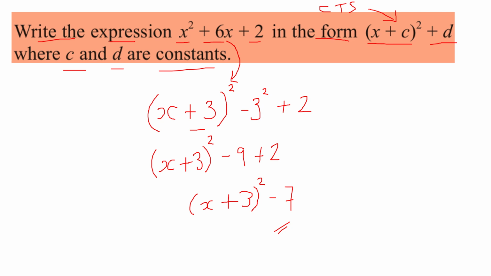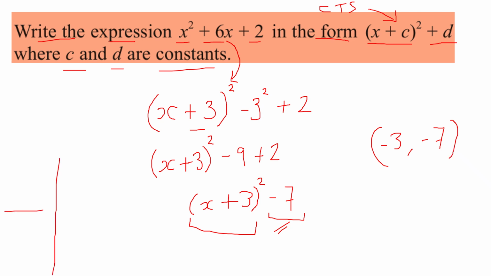The reason why we do this process is to identify the turning point, i.e. the minimum or maximum point of any quadratic. In this case, the turning point will be, I'm going to flip the sign for the x coordinate, so that'll be negative 3, and the y coordinate is just the number on the outside. So negative 3, negative 7 is our answer.